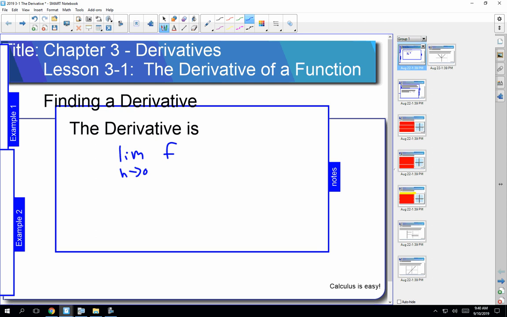The difference quotient, f of x plus h minus f of x all over h. We looked at different versions of that in our introduction the other day. We saw for the first time two of the symbols for the derivative. There are multiple symbols used for the derivative. That is the definition of the derivative, one of them.